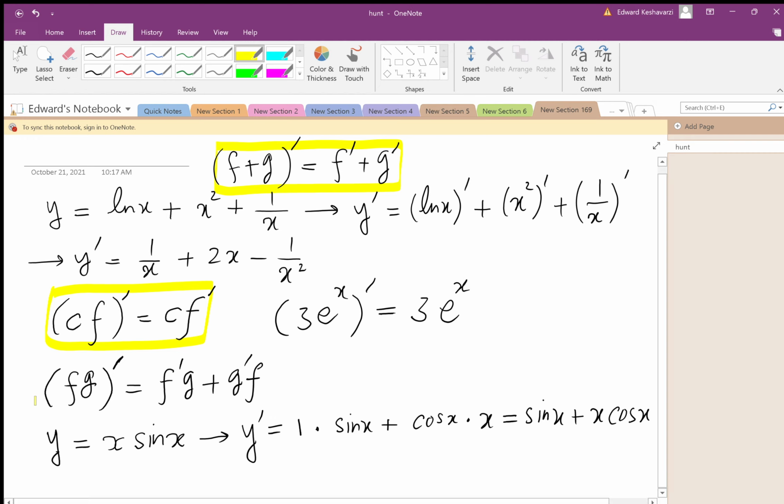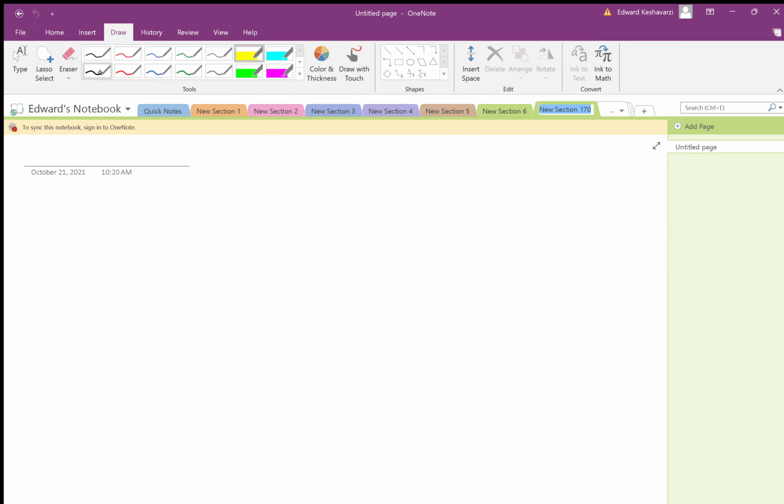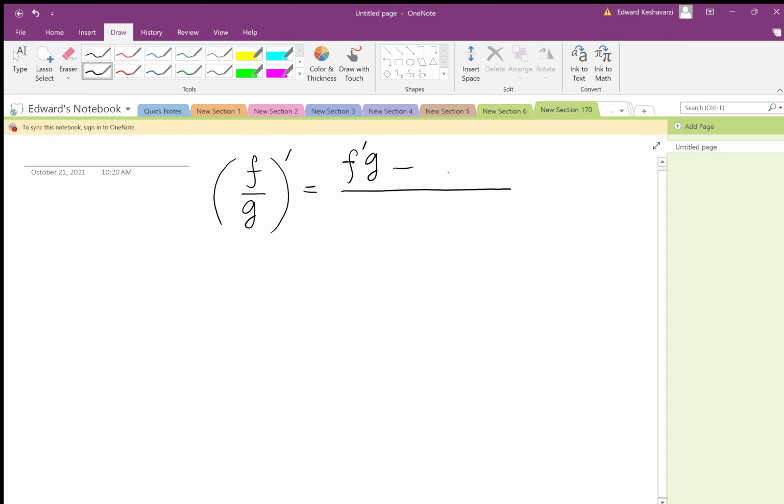And the last law that I'm sharing with you is the quotient rule. So how do I differentiate a fraction f over g? This is the instruction that we need to follow: f prime g minus g prime f over g squared.